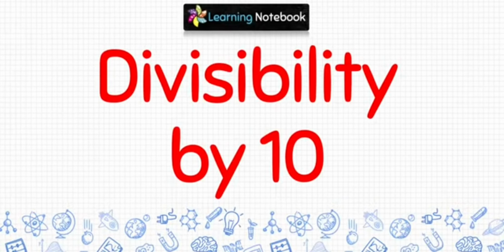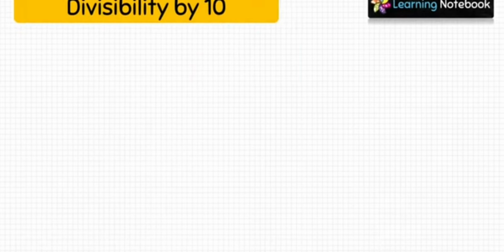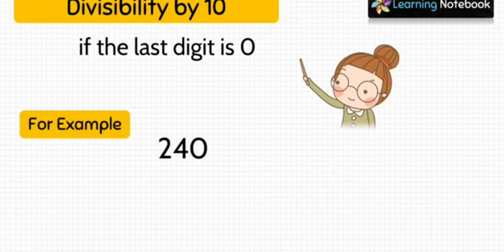Next is divisibility by 10. This one is very simple. Here we just need to check if the last digit is 0. For example, 240 and 550. Here the last digit is 0. So both the numbers are divisible by 10.